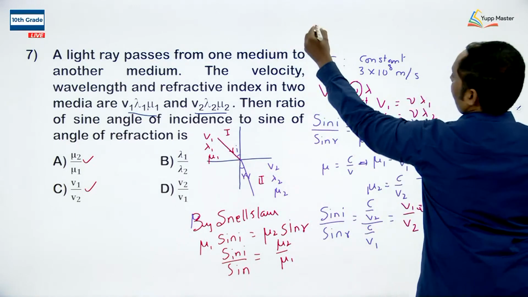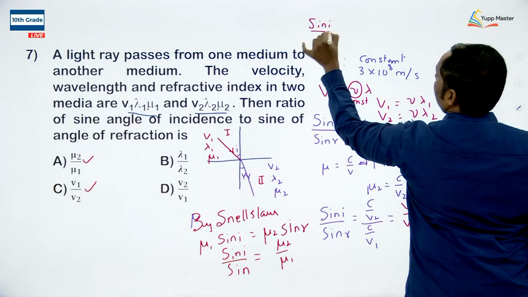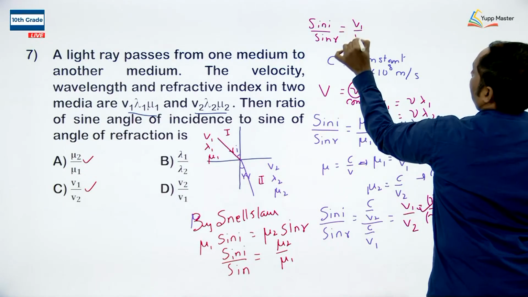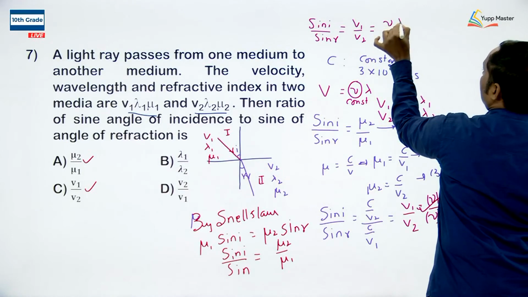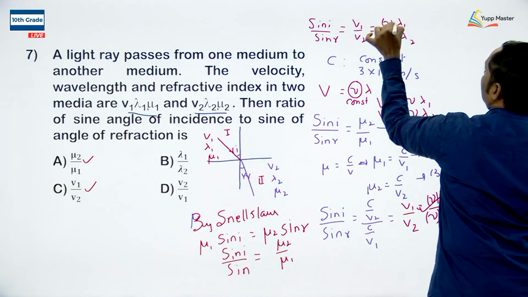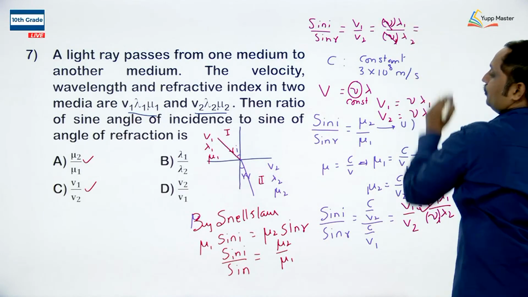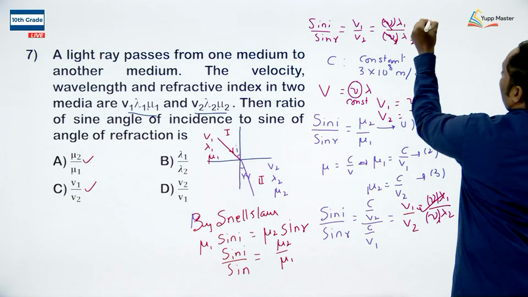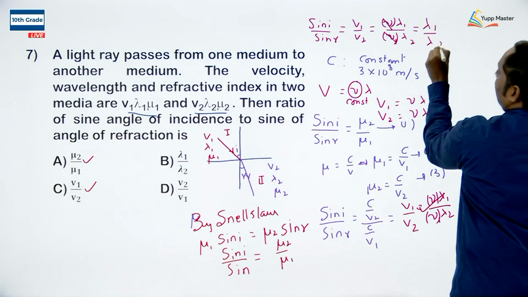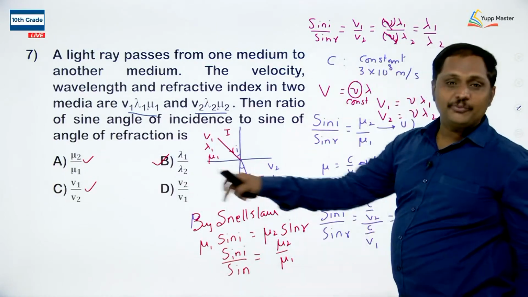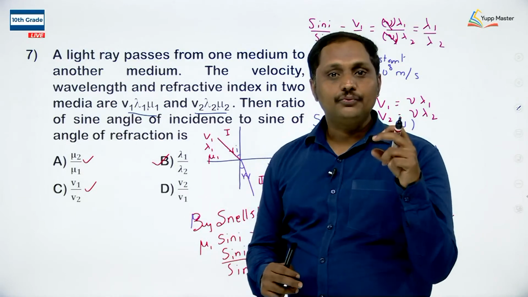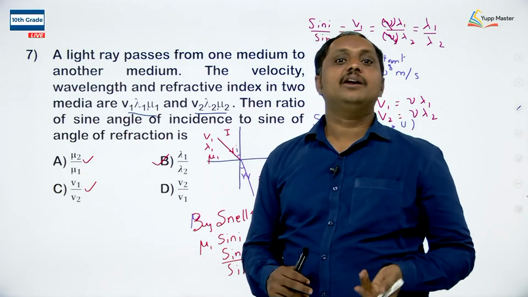Simply you will write down sin I by sin r is equal to V1 by V2, that is equal to nu lambda 1 by nu lambda 2. Nu is going to be cancelled. So you may obtain that sin I by sin r is equal to lambda 1 by lambda 2. Yeah, this is also correct. So three options are going to have that relation with the ratio of the sine of angle of incidence to the sine of angle of refraction.